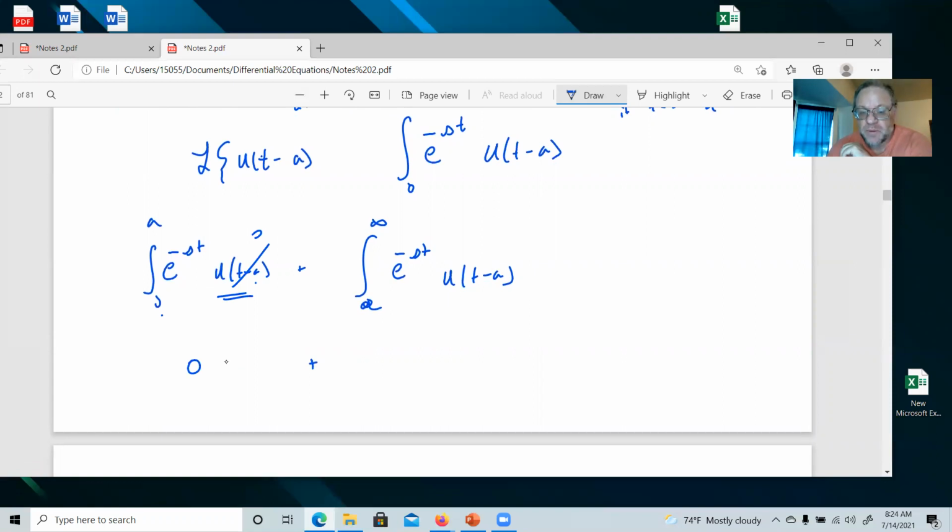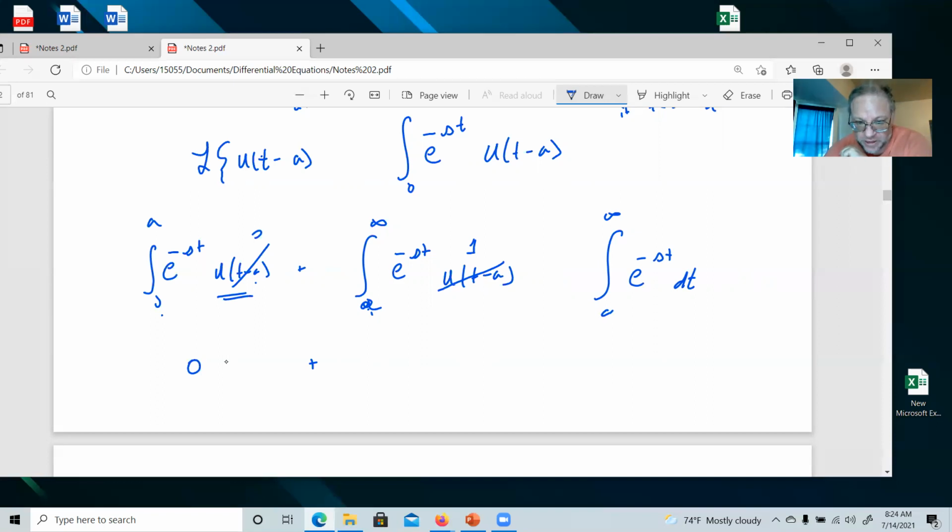Plus, and then what we're going to do here is just integrate from a to infinity. But once we hit a, the unit step function is 1. So all we have to do is integrate from a to infinity of e to the negative st dt. And that is our Laplace transform of the unit step function. Okay, let's go ahead and evaluate this.